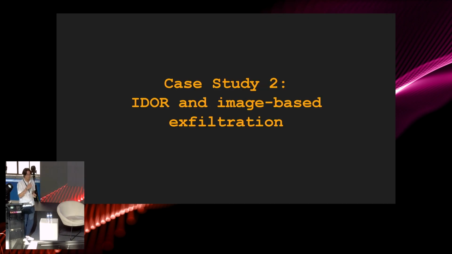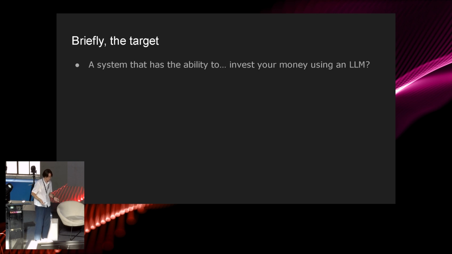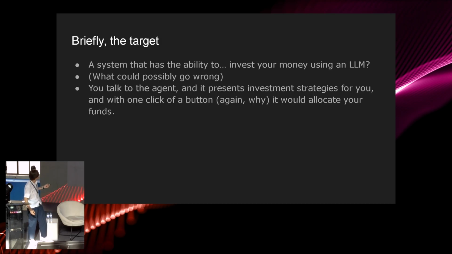The second bug is a classic Web 2 IDOR and image-based exfiltration we combined. And this was on a pen test, so I can't disclose the target, but basically, it's a system that allows you to invest your money using an LLM. Yeah. What could possibly go wrong? You talk to the agent, it presents investment strategies to you, and then with a click of a button, again, a click of a button, it would allocate your funds. What could possibly go wrong with this?